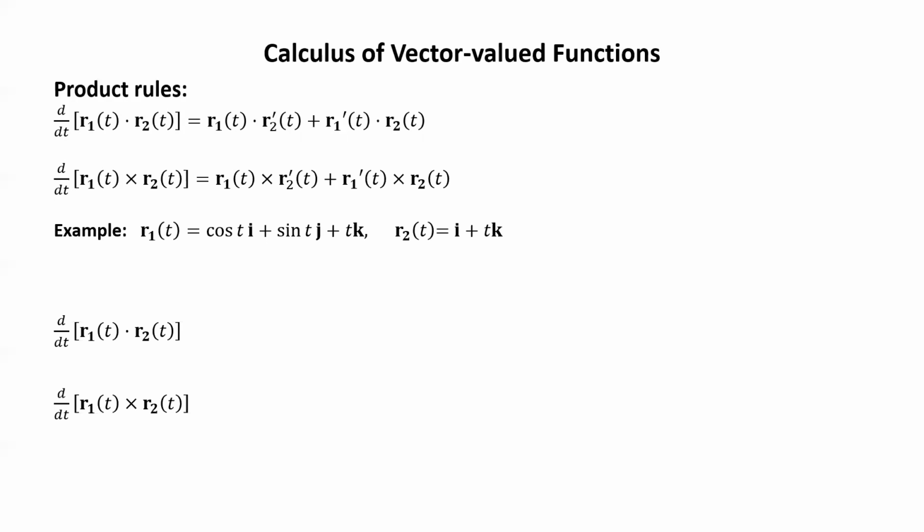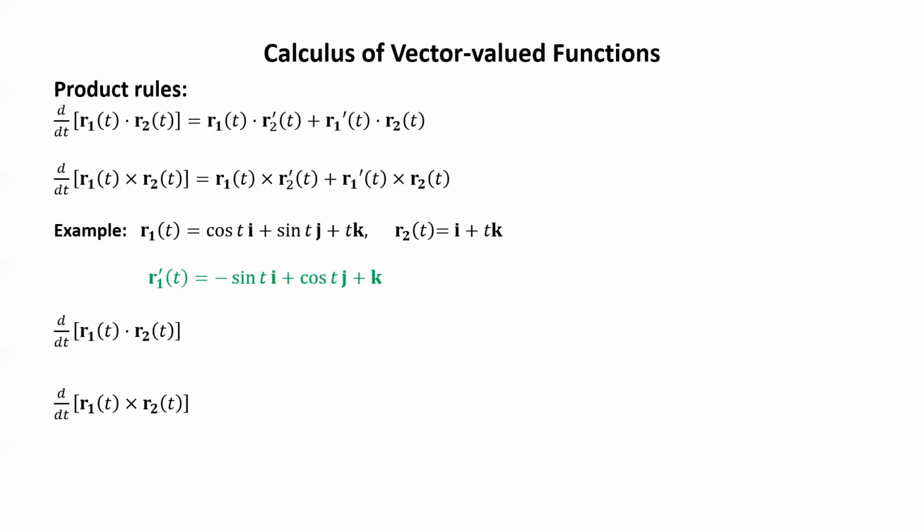So we're given two vector valued functions. r1 of t is cosine t i plus sine t j plus t k, and r2 of t is i plus t k. We want to find the derivative of the dot product of the two vector valued functions and the derivative of the cross product of the two vector valued functions. Let's do it by using the product rule.